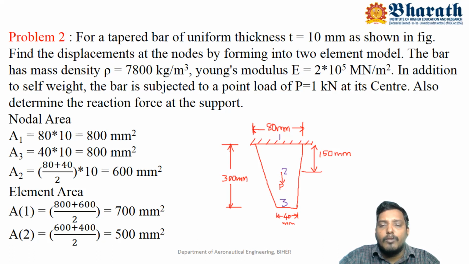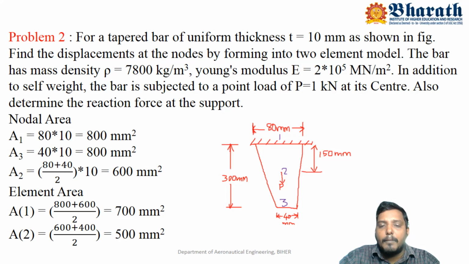Once we know the nodal values, we have to calculate the elemental area, because element 1 consists of node 1 and 2. Node 1 has 800 mm square and node 2 has 600 mm square. We take the average value and get 700 mm square for element 1. The same way, element number 2 consists of node 2 and 3. The nodal area at 2 is 600 mm square and at 3 is 400 mm square. We divide by 2 and get 500 mm square.